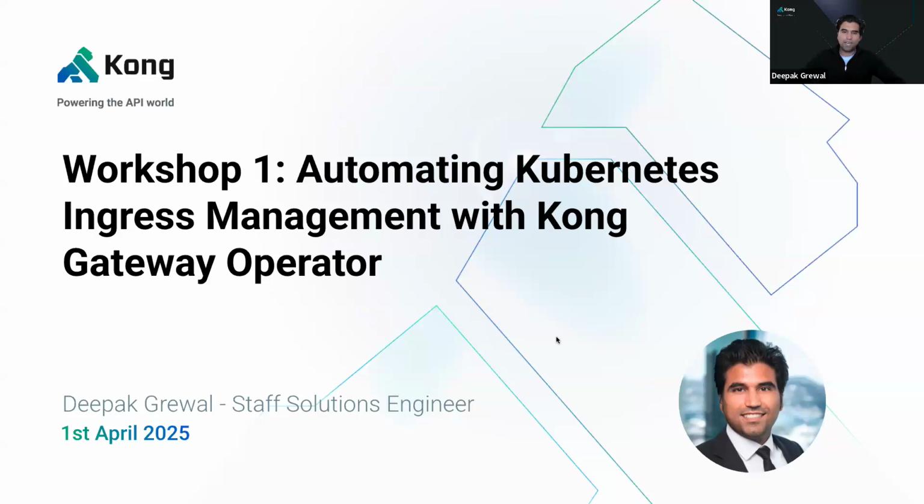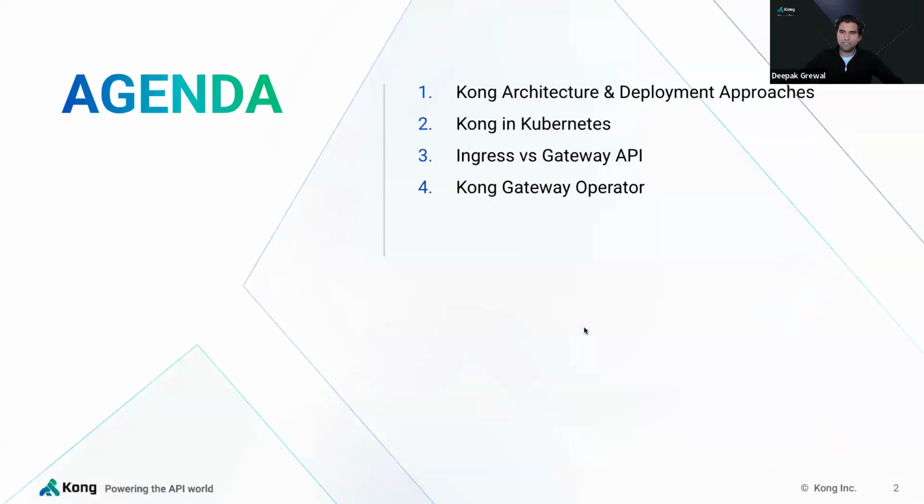The agenda for my workshop, the first one, is this. I want to tell you a little bit about the Kong architecture and deployment approaches, and how we can deploy Kong in Kubernetes. I want to talk a little bit about the Ingress versus the Gateway API, which is a new form of managing routing into your Kubernetes clusters. And then I want to talk about the Kong gateway operator. How do we deploy gateways using this operator?